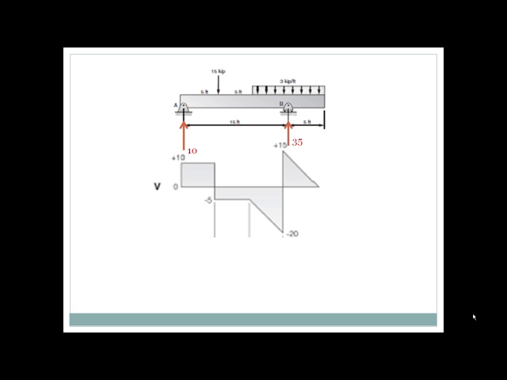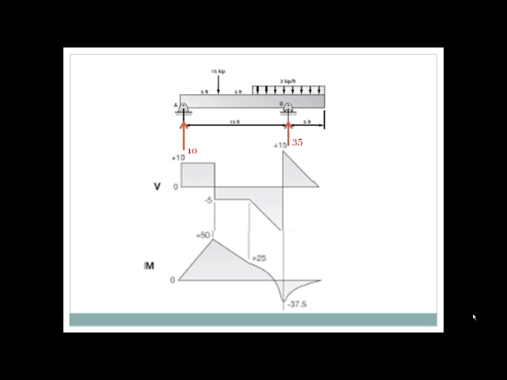After that, we can sum the areas under the shear diagram. The rectangle on the left will have an area of 50 foot kips. The rectangle down below 0 will have an area of -25 foot kips. The trapezoid there will have an area of -62.5 foot kips, and the triangular area at the end of the beam has an area of +37.5.